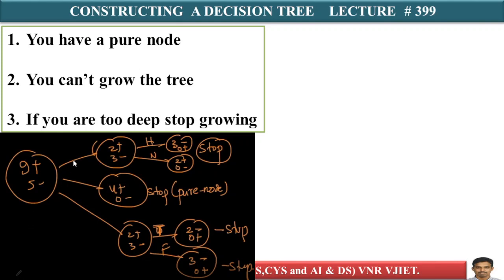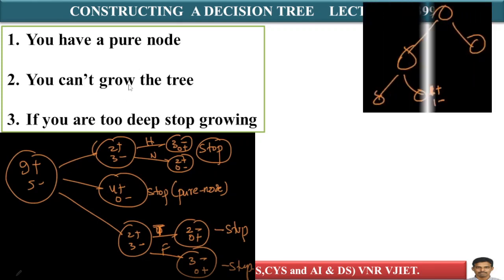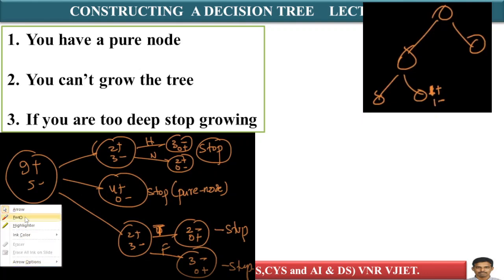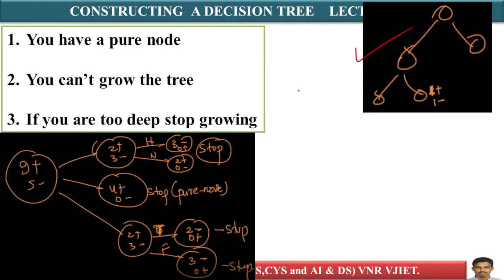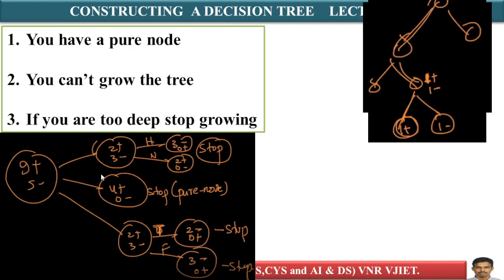Before understanding the third point, we will try to understand the second point. Imagine you have a decision tree. Suppose you have one positive point and one negative point here. If you break it, eventually you will get one positive point and one negative point. You can't grow any further because there is only one point. Here this is a pure node, one positive point, one negative point.